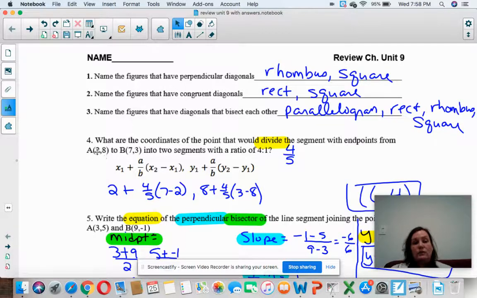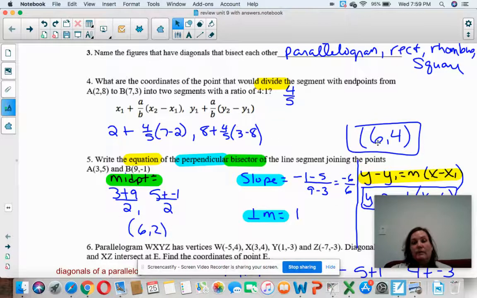So x1, which is 2, plus 4/5 times (x2 minus x1). It is important that you are doing x2 minus x1 in this formula. For slope, it's not necessarily important to start with the x2 and the y2, but it's important to be consistent. Here you actually have to do x2 minus x1, so 7 minus 2, and then you do the same thing for the y's: y1, which is 8, plus a over b, that's my fraction, 4/5, times (3 minus 8). This whole thing can go into your calculator exactly the way it's written, and you get your x coordinate, which comes out to be 6, and then the y coordinate comes out to be 4.